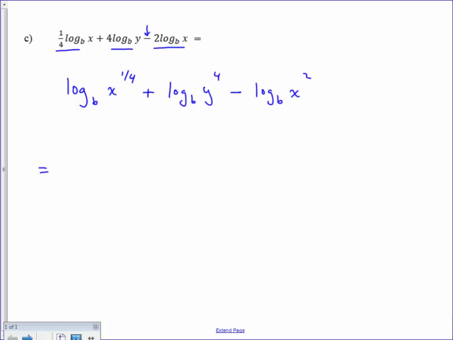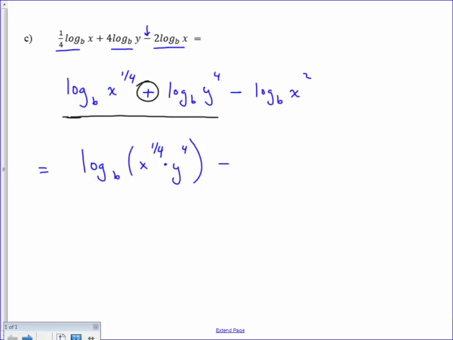From here, go left to right, and I'd always do 2 at a time. So starting far left and going right, do the first 2. We see a sum, so we know those 2 logs would combine as the product, a single log, and then the product of the arguments. So it'd be log base b, x to the 1/4, times y to the 4th. And then I just keep the minus log base b of x squared.